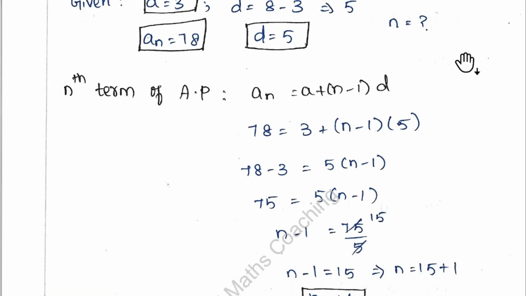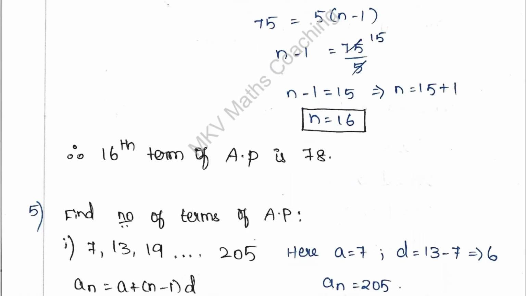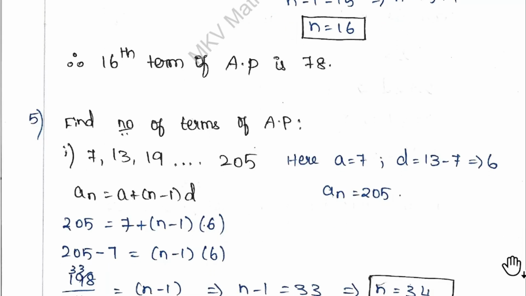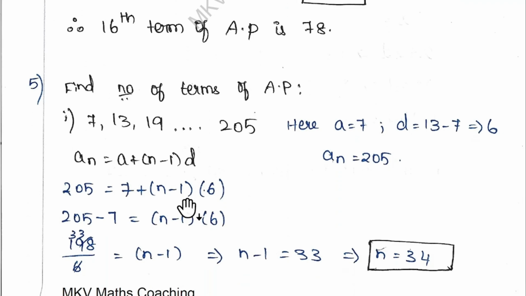Okay. And for the fifth problem, find the number of terms of the AP. They have given a series, right? From this series, what is the last term? We call it the nth term. An is 205, A is 7, D is 13 minus 7, which is 6. Number of terms means n, you have to find it out. Just substitute in the formula.